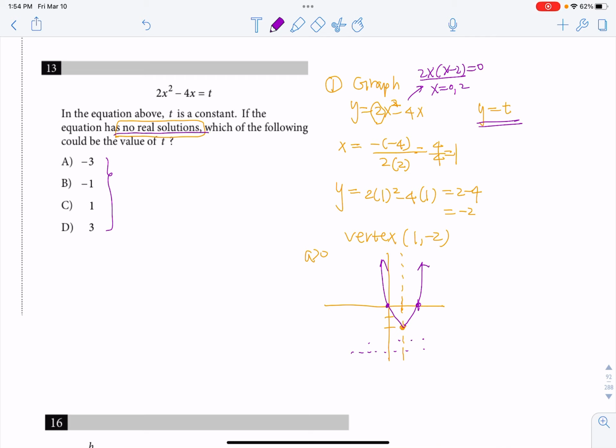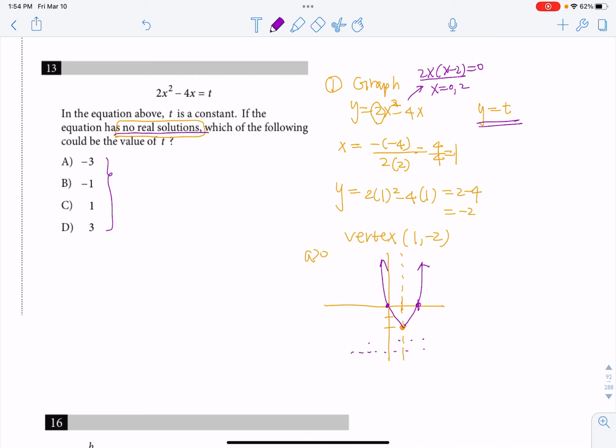And then if I give you a second method to solve it: move everything to one side, which is 2x squared minus 4x minus t equal to 0. From here, a value is 2, b value is negative 4, and c value is negative t. If you know the discriminant, which is b squared minus 4ac, if that is greater than 0, you will have 2 real solutions. If b squared minus 4ac is equal to 0, then you have 1 real solution. And if b squared minus 4ac is less than 0, then you will have no real solution.